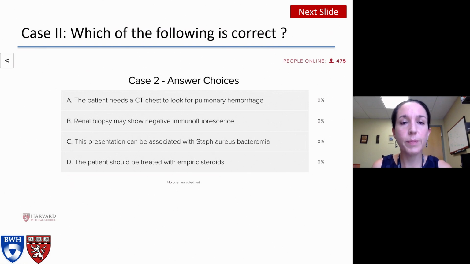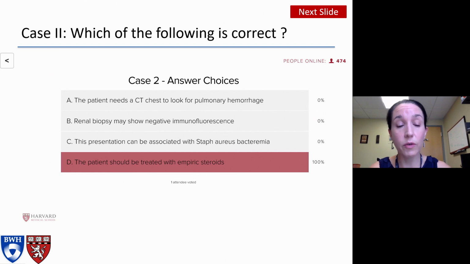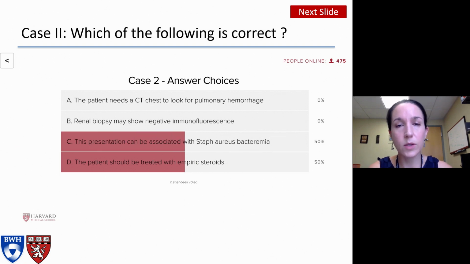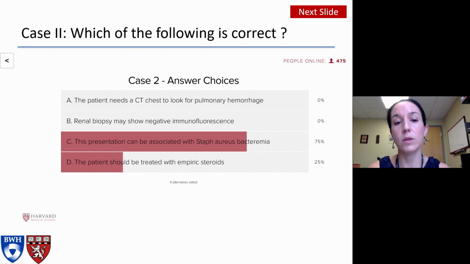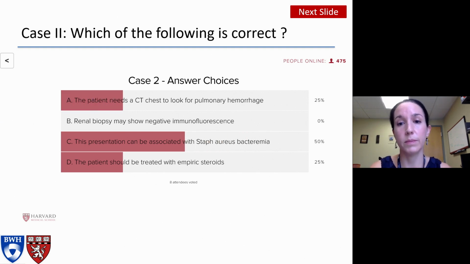So for this particular patient with a short history of low-grade fevers, acute kidney injury, dark-colored urine, and hematuria, which of the following is correct? This patient needs a CT chest to look for pulmonary hemorrhage. Renal biopsy may show negative immunofluorescence. The presentation may be associated with Staph aureus bacteremia, or this patient should be treated with empiric steroids.